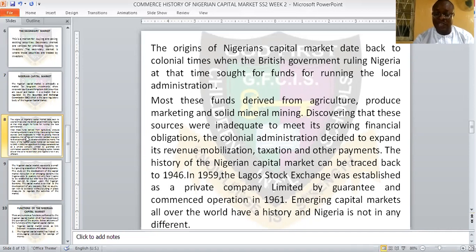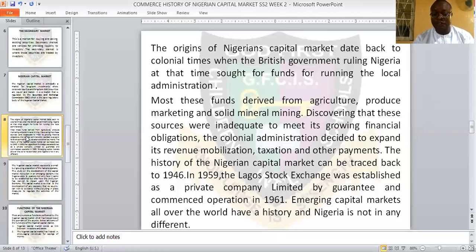The colonial administration decided to expand its revenue mobilization. So the colonial masters looked at how they could get more revenue for the country. They also looked at the area of taxation, whereby they made it compulsory at that time for the citizens to pay tax. We also had other payments as well. The history of the Nigerian capital market can be traced back to 1946, when they were agitating for a Nigerian capital market.